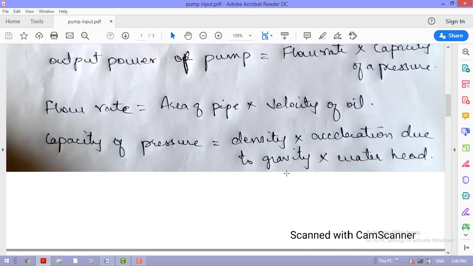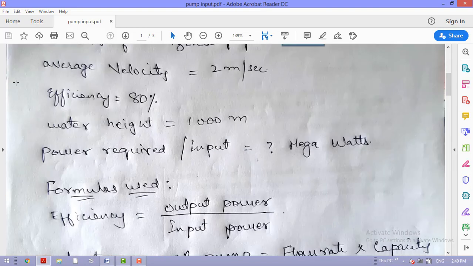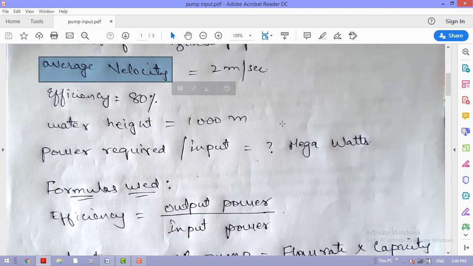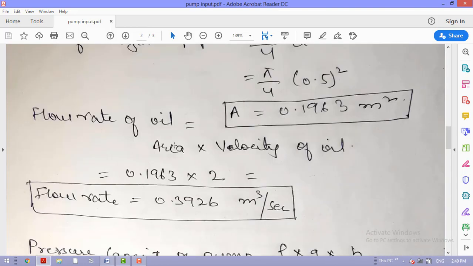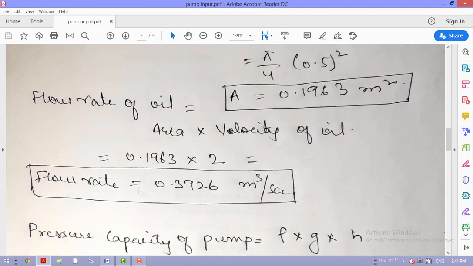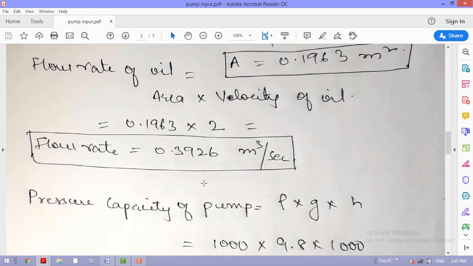So velocity of oil is given in the question as average velocity, as you can see over here, which is nothing but 2 meter per second square. Okay, so I'm just quickly substituting the values over here, 0.1963 into 2, which comes down to 0.3926 meter cube per second. Okay, so once we have flow rate, now we have to calculate pressure capacity of a pump.